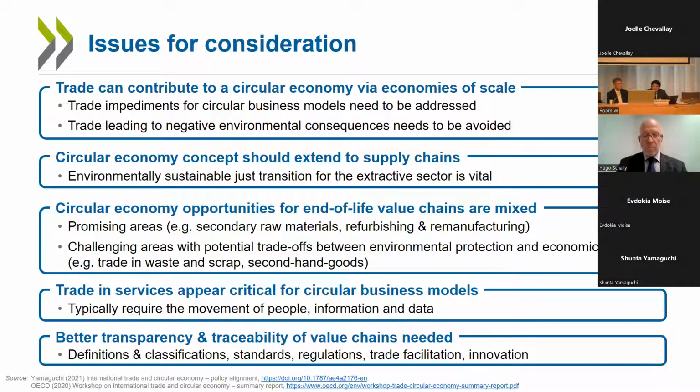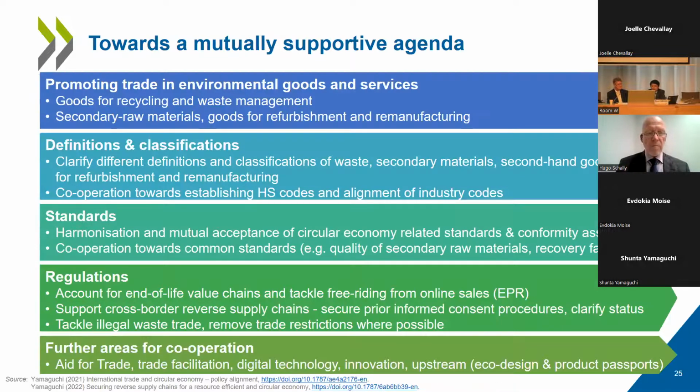There could be other challenging areas with potential trade-offs, just between environmental protection and economic efficiency, such as trade in waste and scrap and secondhand goods, which we need more work in this area. Trade in services also appear critical, and this typically requires the free movement of people, information, and data, such as for repairing activities, monitoring activities, and managing end-of-life recuperation, and so on. And finally, we need better transparency and traceability for a trade to work for the circular economy, which brings me to my final slide.